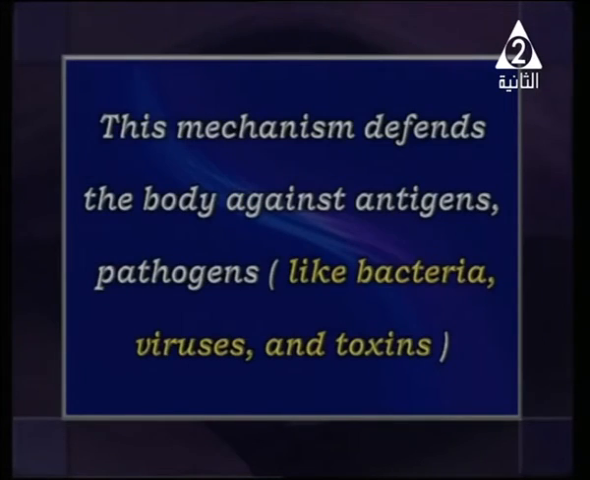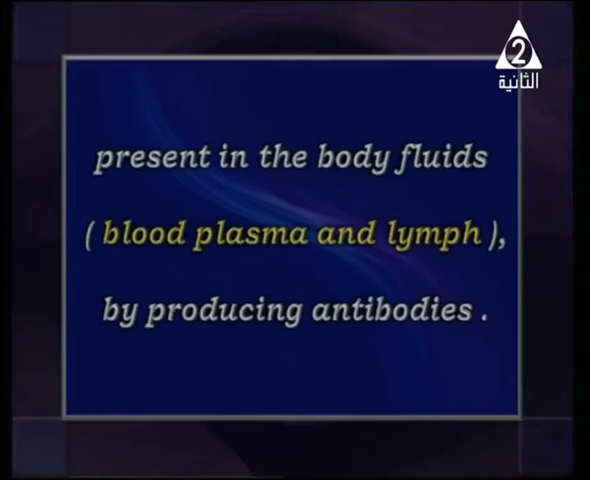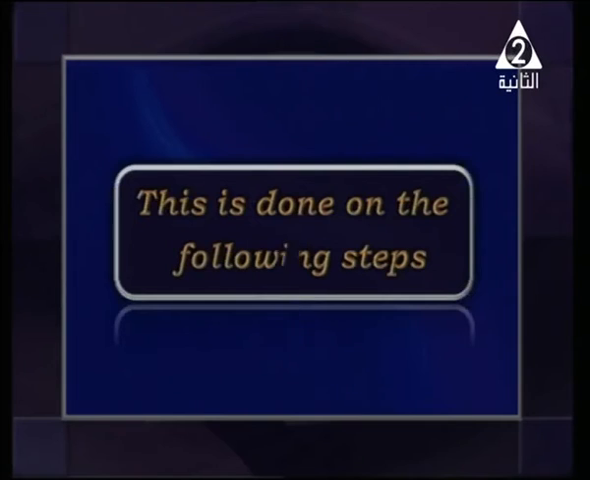Again, remember that the first one inside the third line, humoral or antibody mediated immunity, deals with pathogens like bacteria, viruses, and toxins. It is present in the body fluids like blood plasma and lymph, by producing antibodies. So this line works by producing antibodies, and this is done in the following steps.